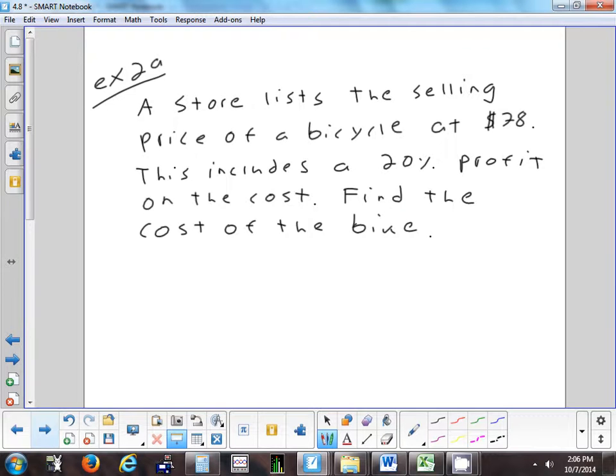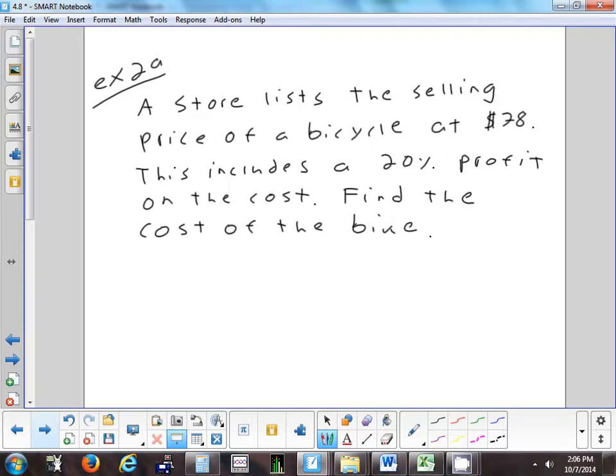Okay, let's look at a problem that has to do with the second formula. It says a store lists the selling price of a bicycle at $78. This includes a 20% profit on the cost. I want to find the cost of the bike. So the cost is what the manufacturer sells it to the store for. Okay, they get a little bit of a deal. And then the store turns around and charges more money for it. Why? That's how the store stays in business. They make a profit on what they're selling.